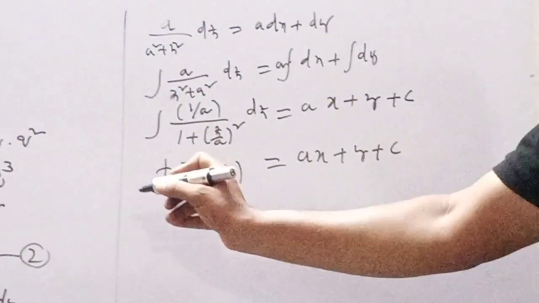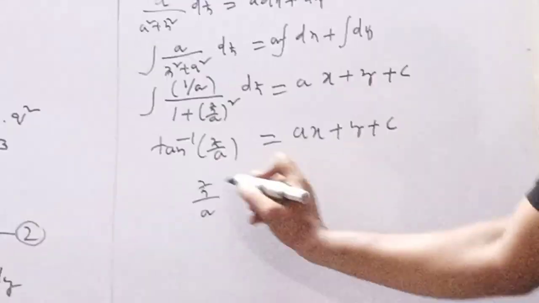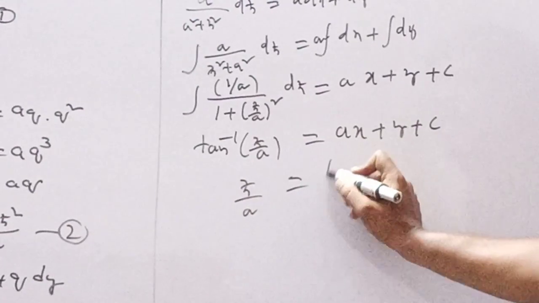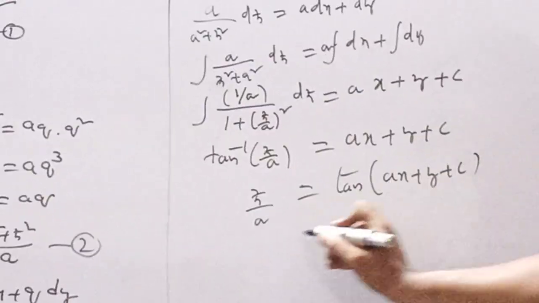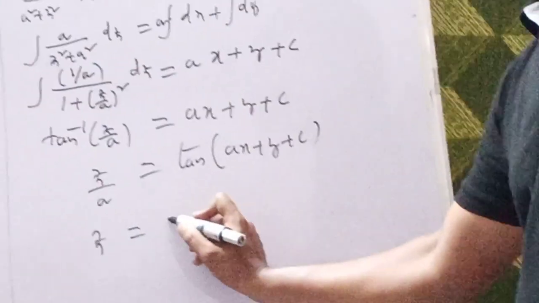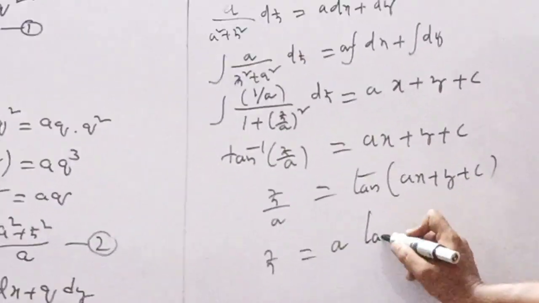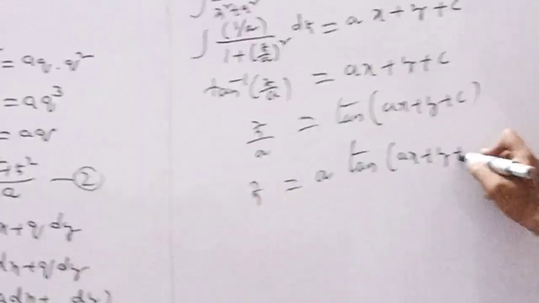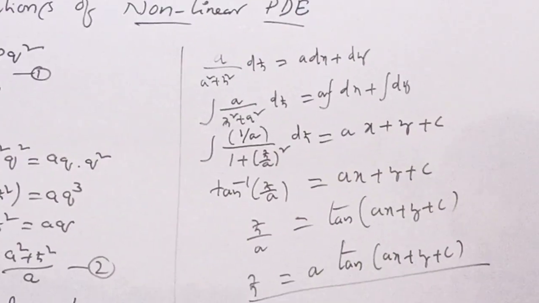Taking tan on both sides, z by a equal to tan, as tan and tan inverse cancel. So we have tan of ax plus y plus c, or you rewrite z equal to a into, by taking cross multiplication, a into tan of ax plus y plus c is the required general solution.